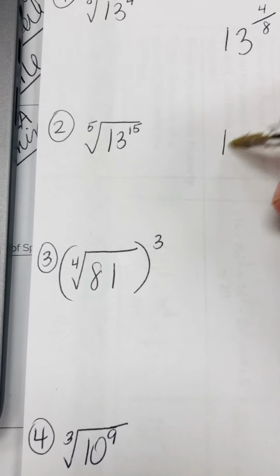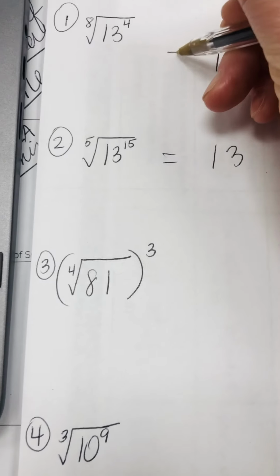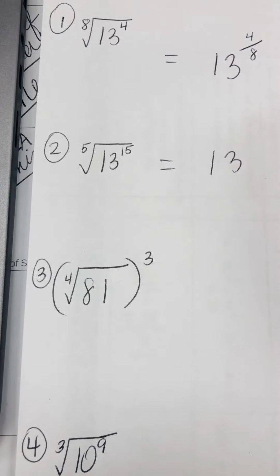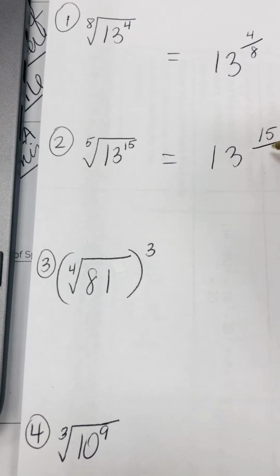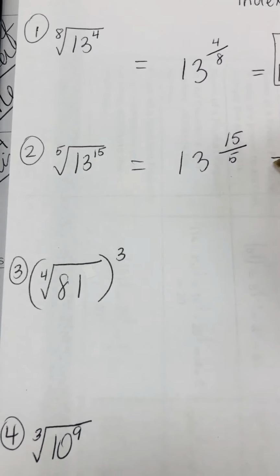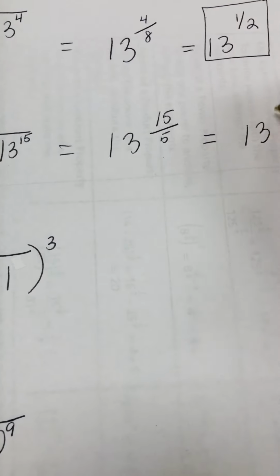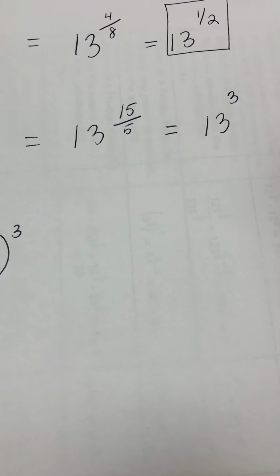Here, 13, this is equivalent to 13, exponent is 15 over index is 5, and then you have to simplify that. 15 over 5 is 3, so that is equivalent to 13 cubed.